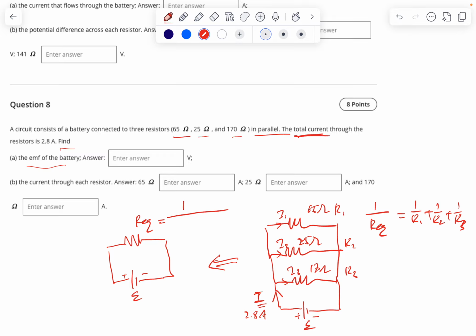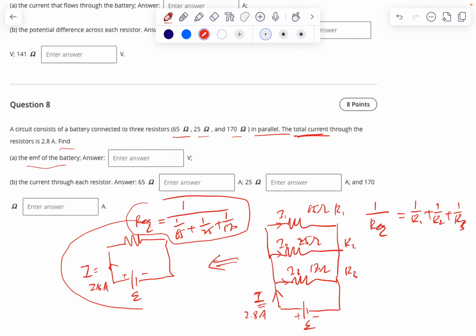So what is your equivalent resistance? It equals 1 over, you see, 1 over 65 plus 1 over 25 plus 1 over 170. So you get this value, right? And now we also give you the current, 2.8 amp. So from this circuit, you know epsilon equals current times equivalent resistance. Or, same thing, if you know epsilon, then you can figure out the current. So this is the equation, then you can figure out the EMF.